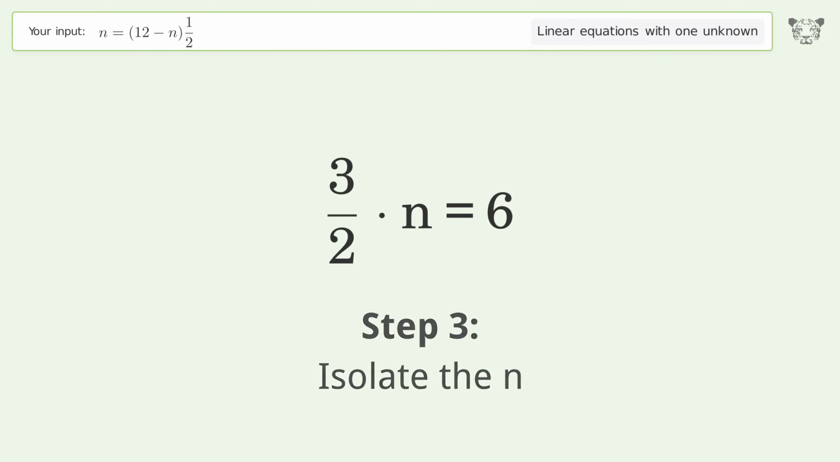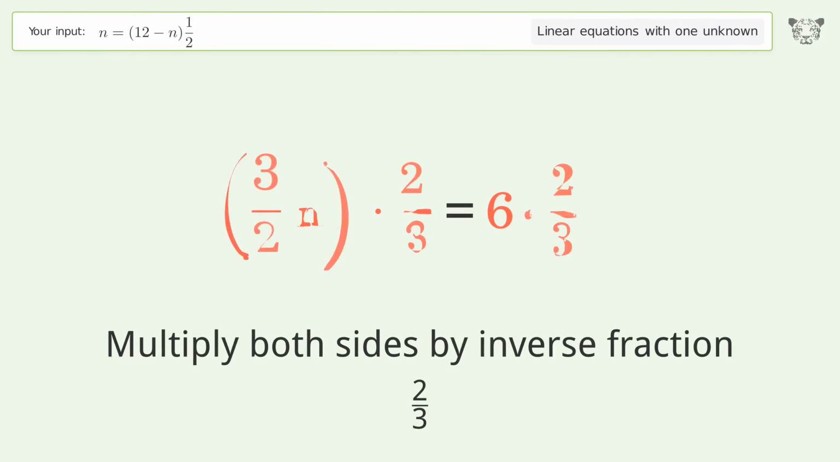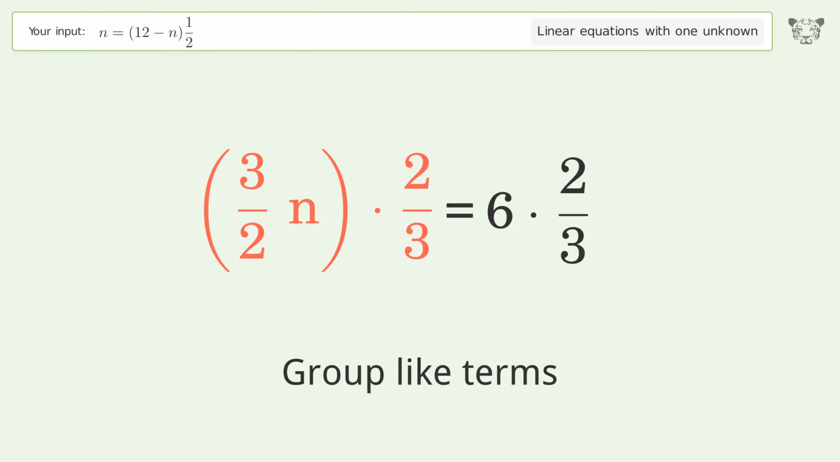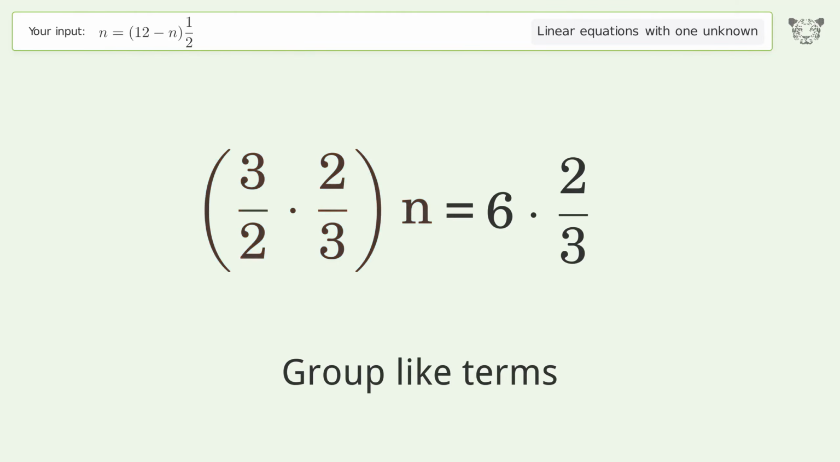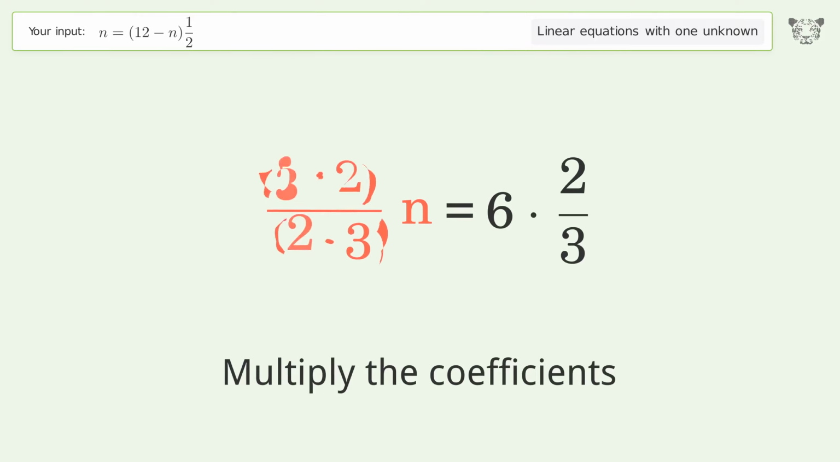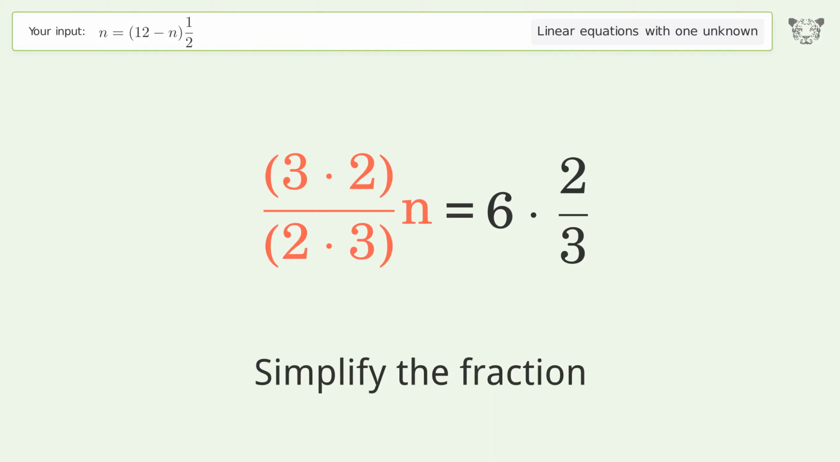Isolate the n. Multiply both sides by the inverse fraction 2 over 3. Group like terms. Multiply the coefficients. Simplify the fraction.